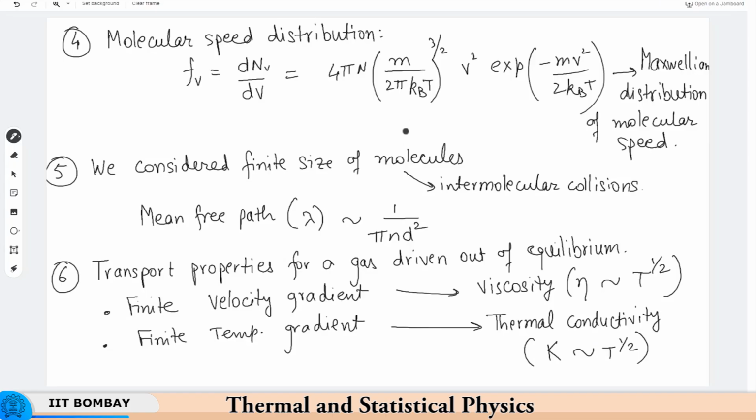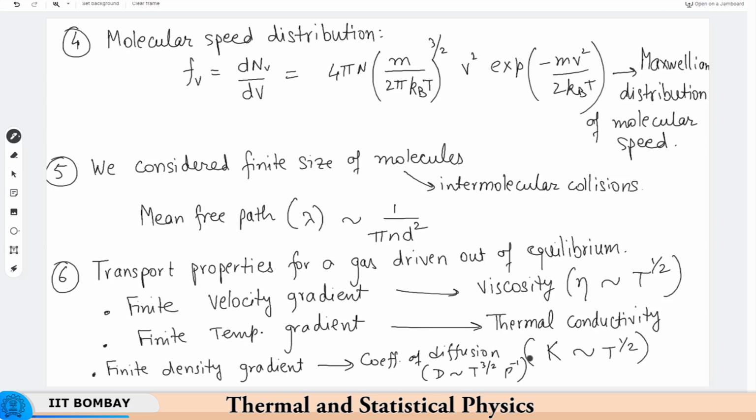Okay, and later the third case was the finite density gradient, right? We assumed that there are more molecules in one corner of the room than the other, in which case we expect a diffusion of these molecules. And we defined the concept of the coefficient of diffusion, and from this theory we saw that this coefficient of diffusion should scale as T raised to the power 3 by 2 and P raised to the power minus 1.